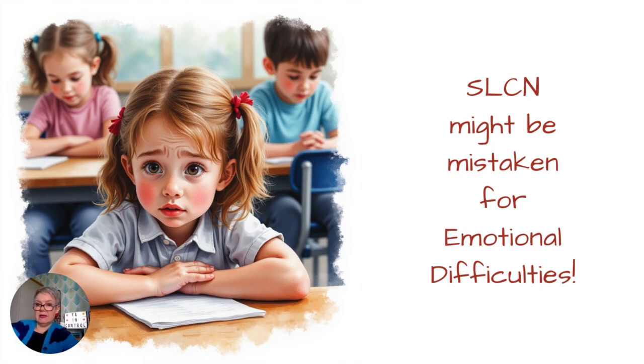SLCN might be mistaken for emotional difficulties or attachment difficulties. With limited ability to express themselves, children may become frustrated, anxious, or withdrawn. Adults might assume they're shy, overly sensitive, or emotionally insecure. So, behaviour is communication, and unmet communication needs often look like emotional dysregulation.